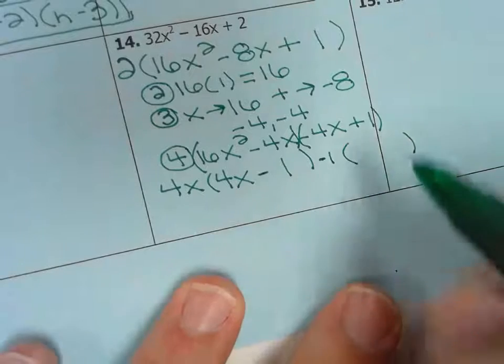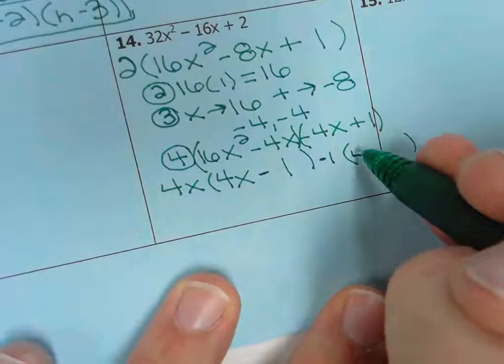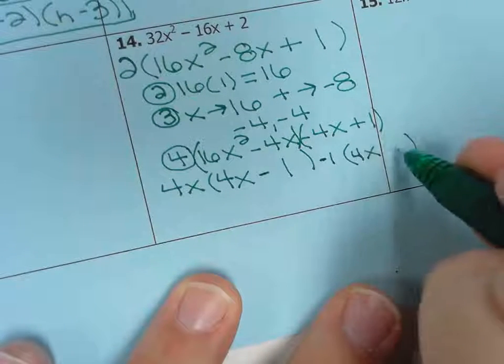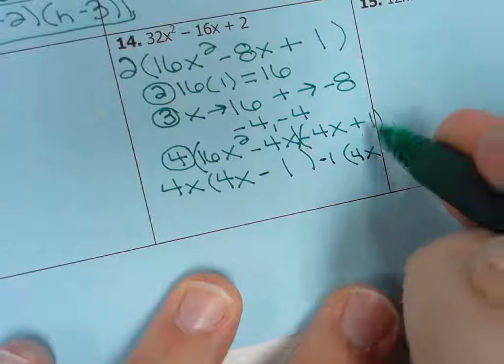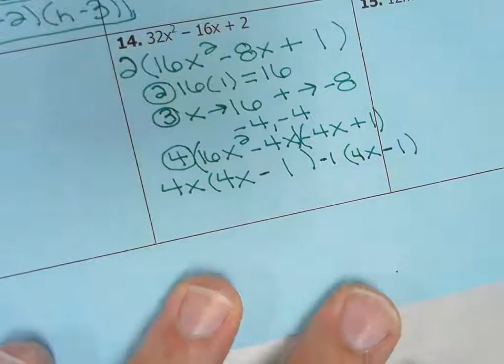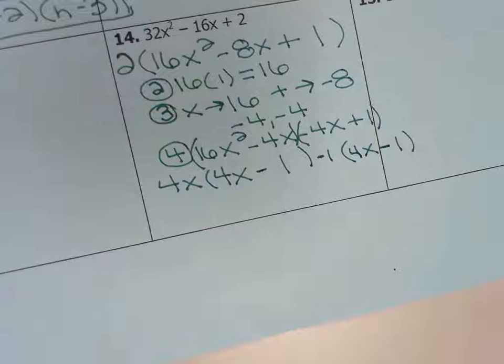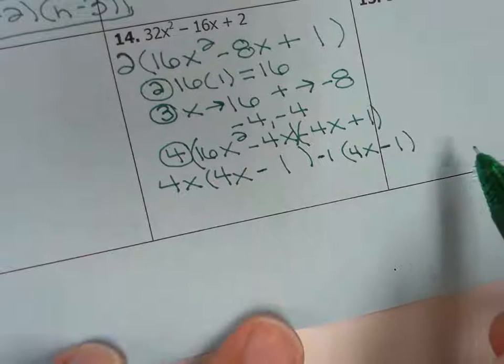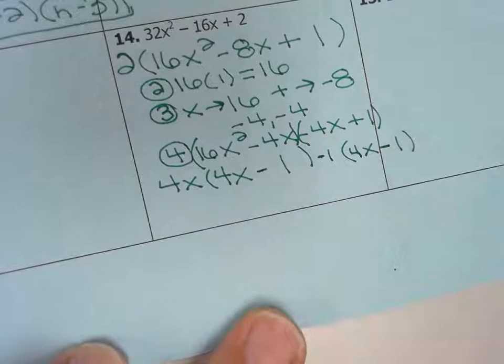So negative 1 times what gives me negative 4x? Positive 4x. Negative 1 times what gives me a positive 1? Negative 1. So if you notice your signs are different, it's the same stuff but just opposite signs. Take out a negative 1, because that will switch the sign. Now my parentheses are the same.